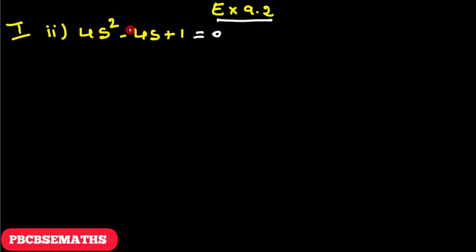Let's try to find out the zeros of this given quadratic polynomial using factorization by splitting the middle term method. For that, let's multiply this 4s square with this 1. Then we have 4s square into 1, we're going to get 4s square. Now we have to find out two terms such a way that the product of those two terms must be 4s square, and the addition or subtraction of those two terms must be this negative 4s.